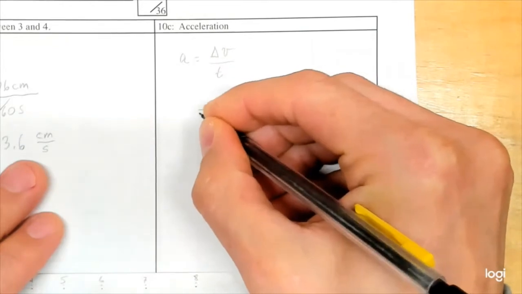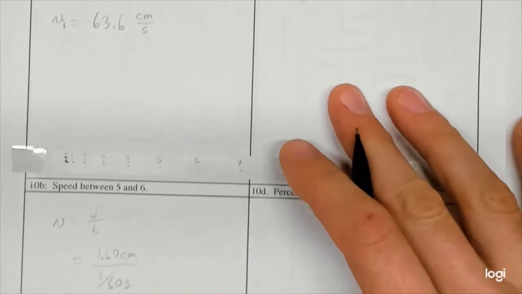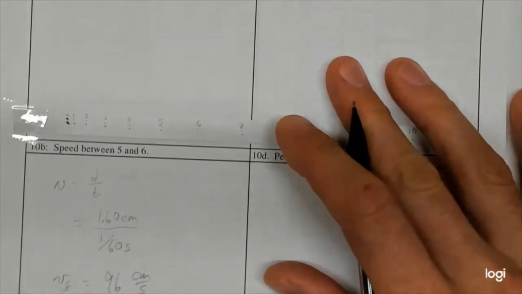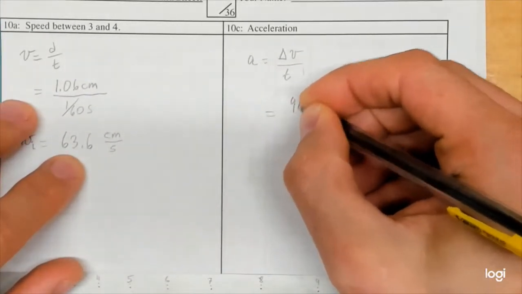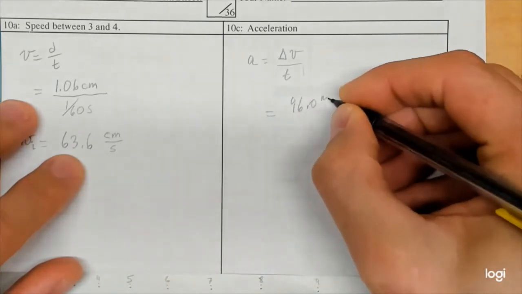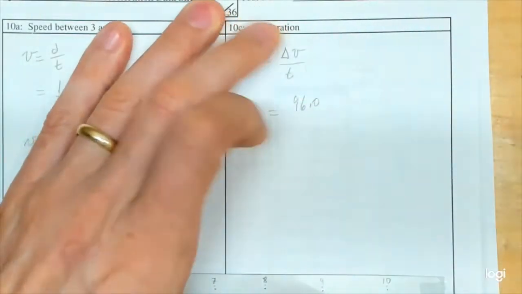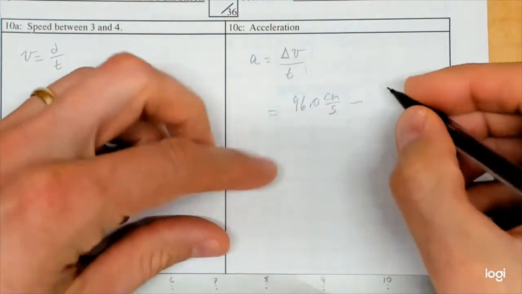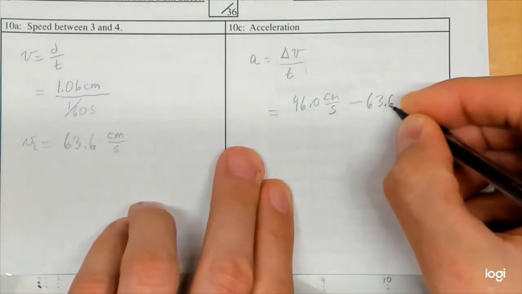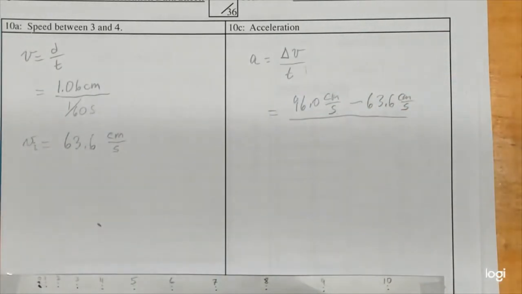Now, remember, delta of anything is always final minus initial. So what I have here for a final is I've got my 96 right here and my initial of 63.6. So final is 96. I could put 0.0 meters per, or sorry, centimeters per second. (96 centimeters per second) minus the 63.6 centimeters per second all over. Now, the time is not 1/60th of a second.